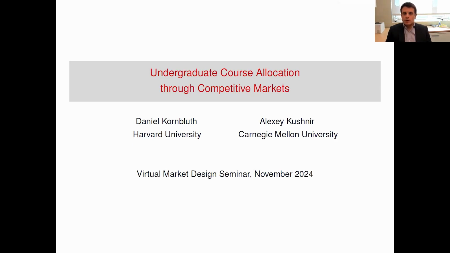Today I will talk about undergraduate course allocation through competitive markets, and you will see why we have the word undergraduate in our title, which distinguishes it from course allocation at MBA schools or some other course allocations. This paper is joint with Daniel Kornbluth, who is a PhD student at Harvard University, and I very much recommend him. He's an excellent researcher and an excellent co-author.